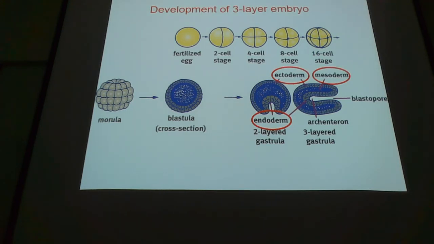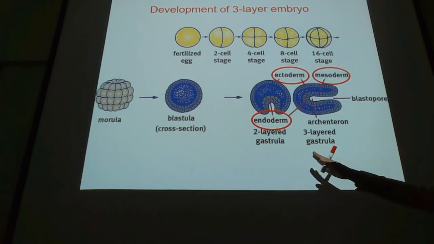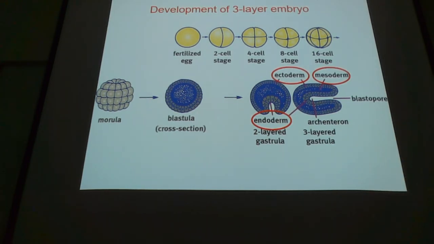So if I encounter an organism tomorrow and discover a new organism, it looks strange. I've never seen something like that before. I don't know how to classify it. If it has these stages during embryonic development, I'll put it into the animal kingdom, okay? Plants don't have this whatsoever. It's a very, very different kind of development, okay?